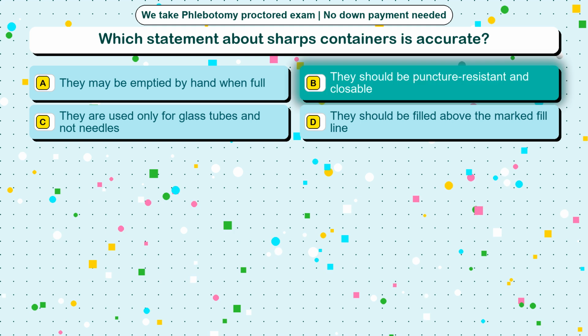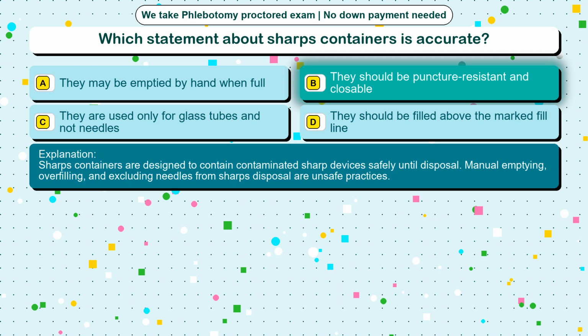The correct answer is option B. They should be puncture resistant and closable. Sharps containers are designed to contain contaminated sharp devices safely until disposal. Manual emptying, overfilling, and excluding needles from sharps disposal are unsafe practices.